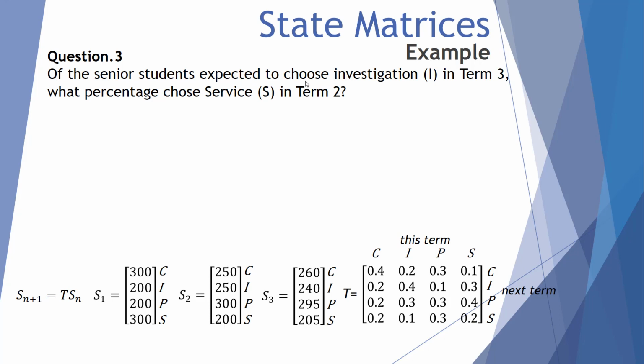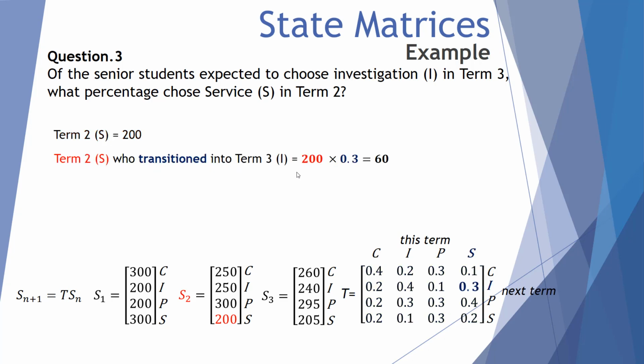Of the senior students expected to choose investigation in term 3, what percentage chose service in term 2? In term 2, those who chose service, there was 200, as we can see here by our S2 matrix. Term 2 service who transitioned into term 3 investigation: 200 from service going into investigation is 30%. So 200 times 30%, or 0.3, is 60. So of these 200, we find there are 60 students that transition from service into investigation in term 3.